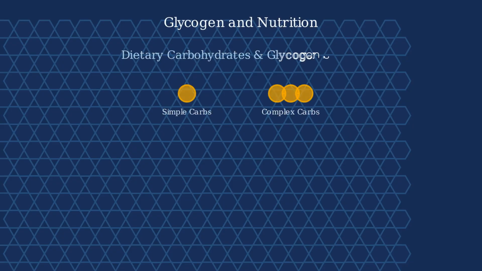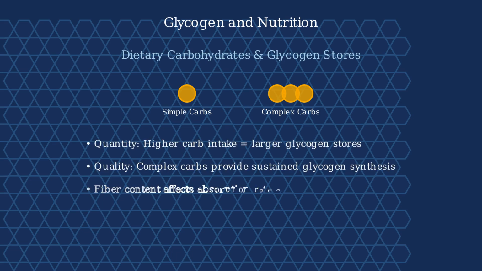Dietary carbohydrates significantly impact glycogen stores in the body. The quantity and quality of carbohydrates directly affect how much glycogen we can store. Higher carbohydrate intake typically leads to larger glycogen stores, while complex carbohydrates provide sustained glycogen synthesis. The fiber content of food affects absorption rate and glycogen formation.